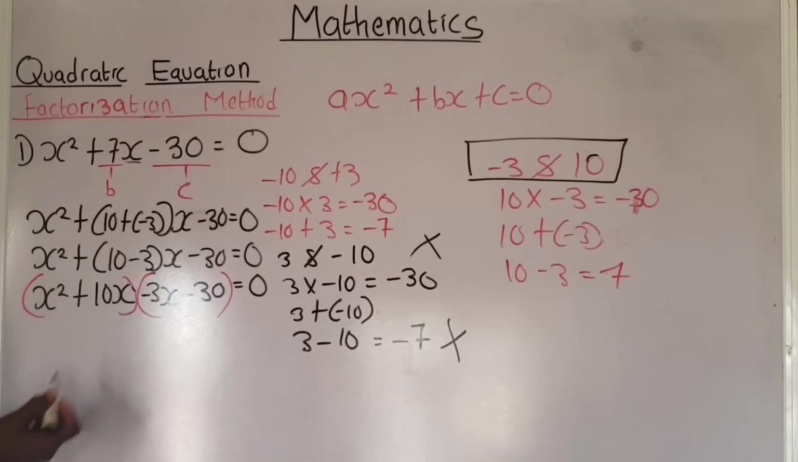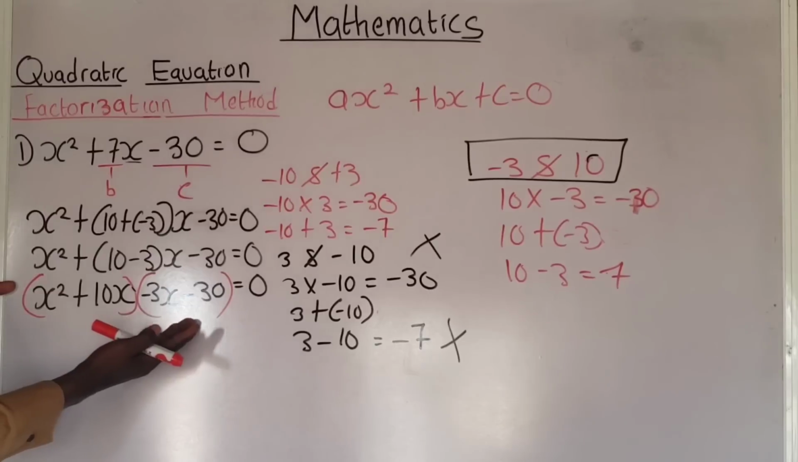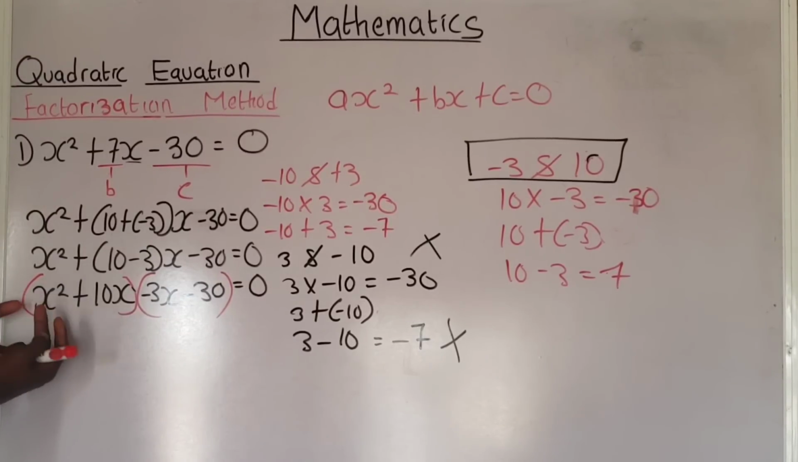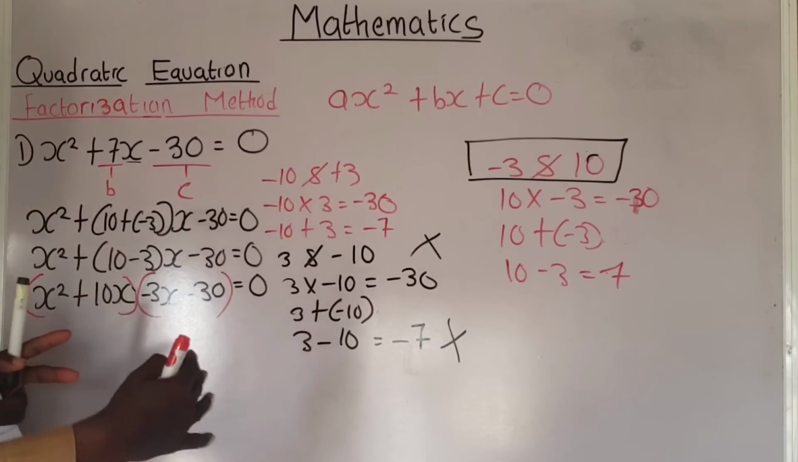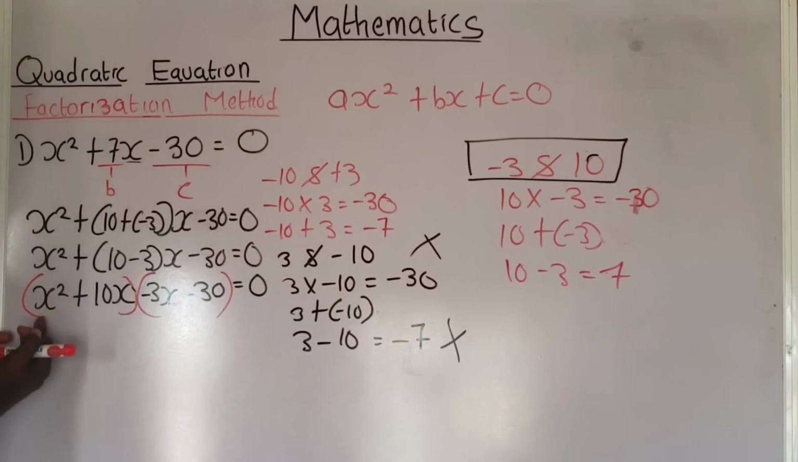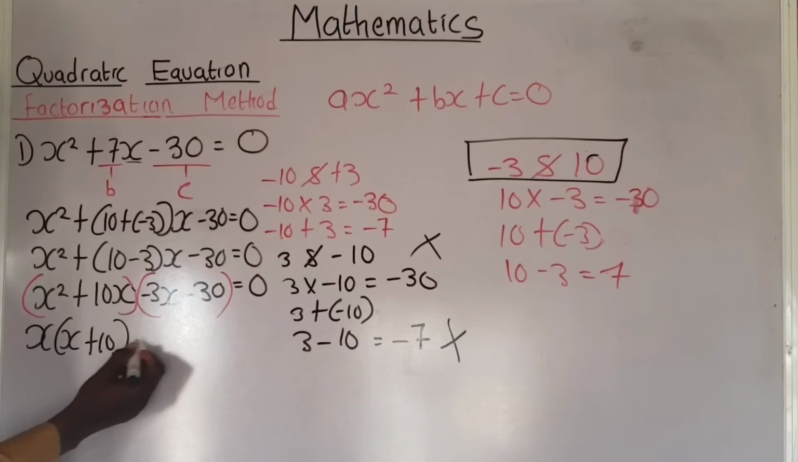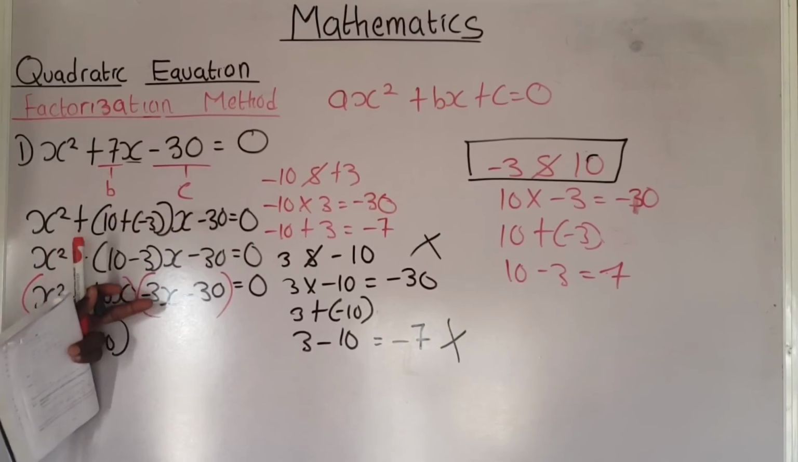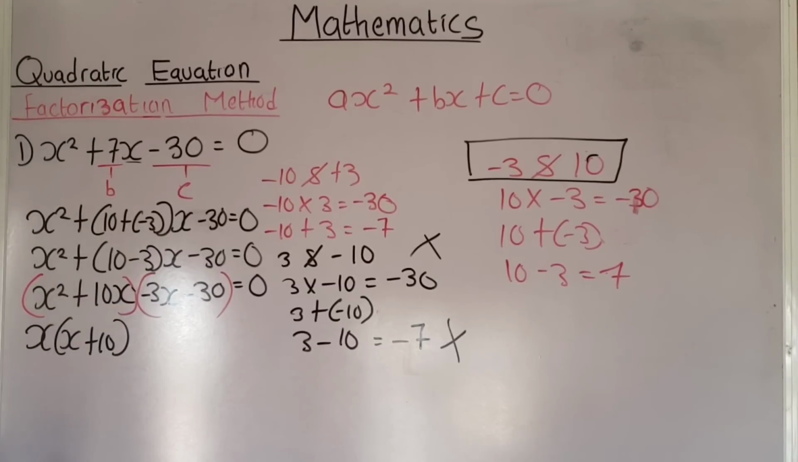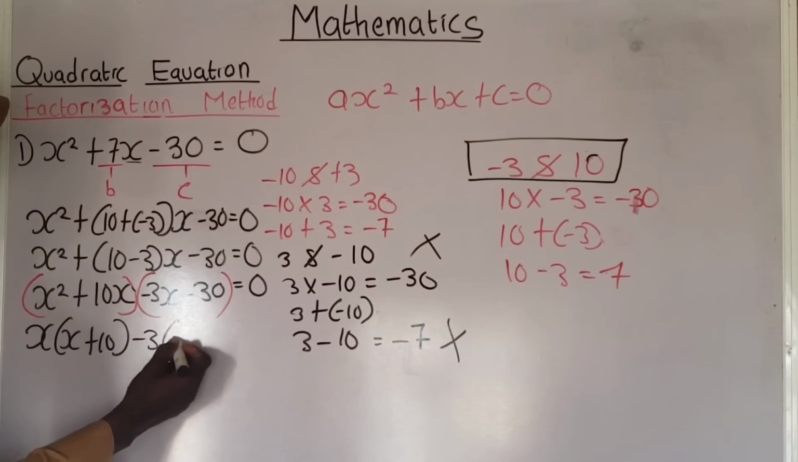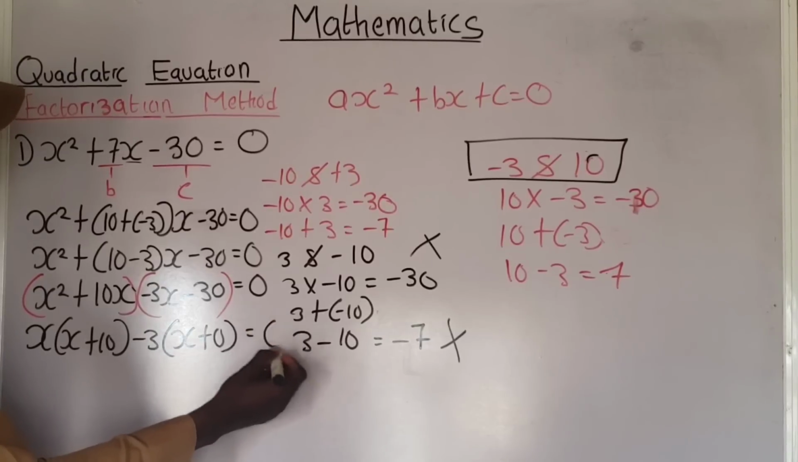Now, before I factorize, I want you to pay attention. If you want to separate the quadratic equation, the first part will be the first two terms, and the second part will be the second two terms. So the first two terms are x squared and plus 10x. Let us factorize. What is the common factor between x squared and 10x? The common factor is x. So I'm going to have x into bracket x plus 10. Now, what is the common factor between negative 3x and negative 30? The common factor is negative 3. So I'm going to have negative 3 into bracket x plus 10, equals 0.